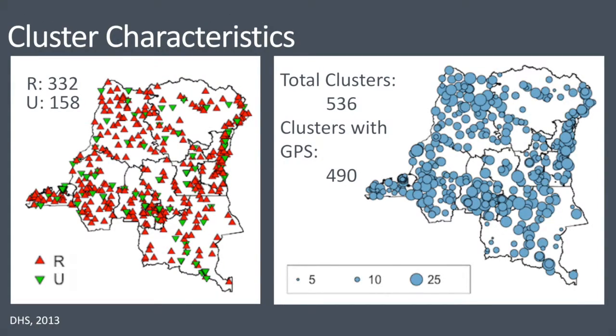From the DHS data, on the left, I've plotted rural clusters versus urban clusters, so you can see the distribution of that. And on the right, these are the number of observations, which are the number of children that participated in biological sampling throughout the country. There was a total of 536 clusters, but some didn't have GPS coordinates recorded, so we were only able to map 490, and this could also affect the national prevalence estimates.